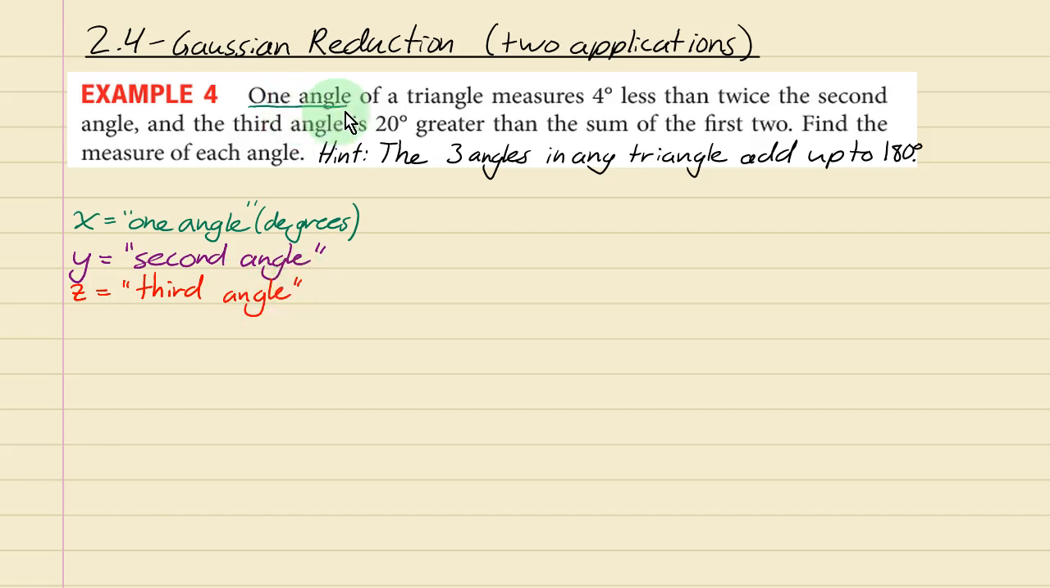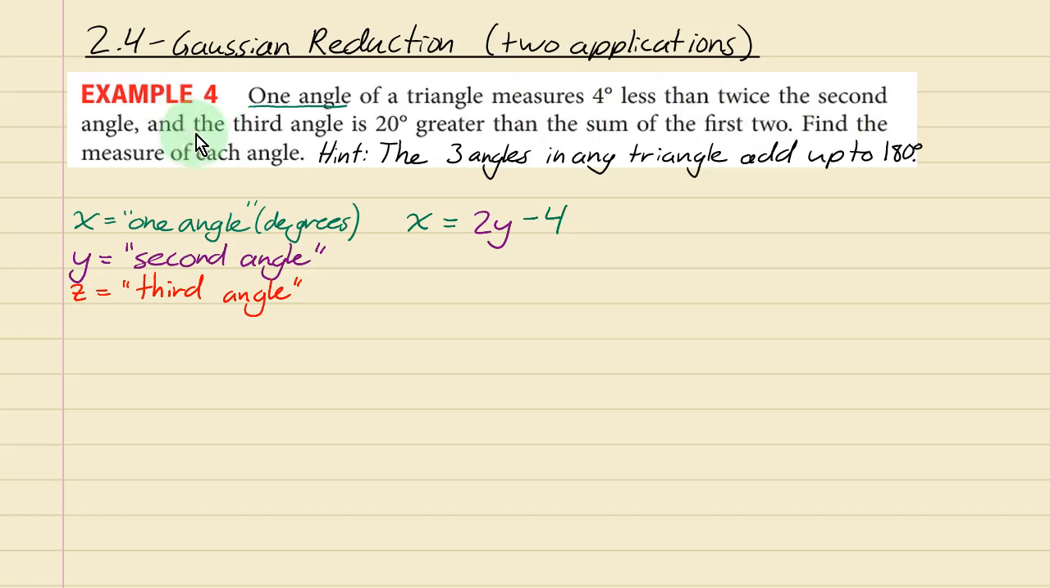Now let's take the sentences they're giving us and convert them into equations. It says that one angle of a triangle, that's x, measures, meaning it is, 4 degrees less than twice the second angle. Twice the second angle would mean 2y, and then 4 degrees less than that would be 2y minus 4. So that's the first thing it's saying.